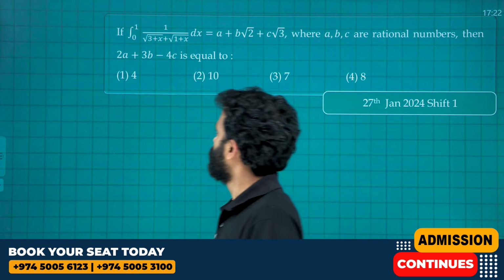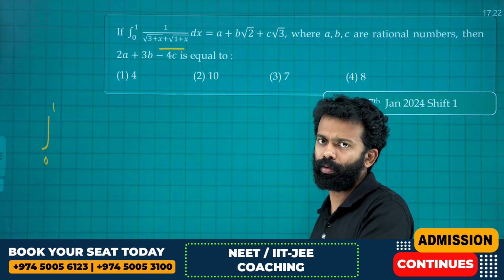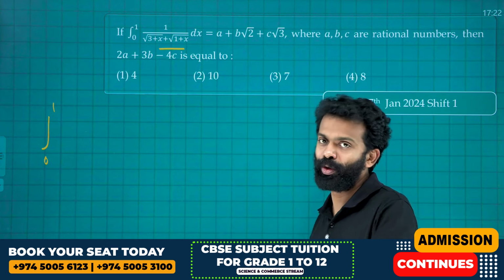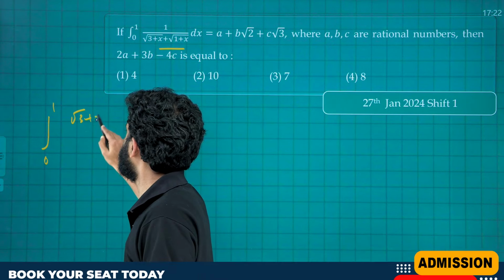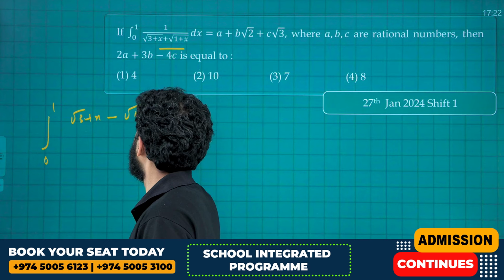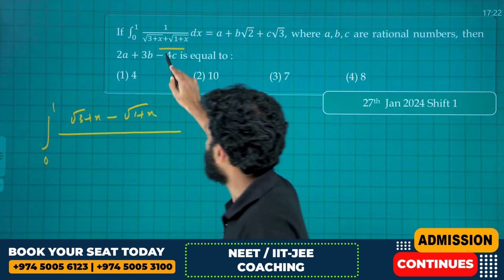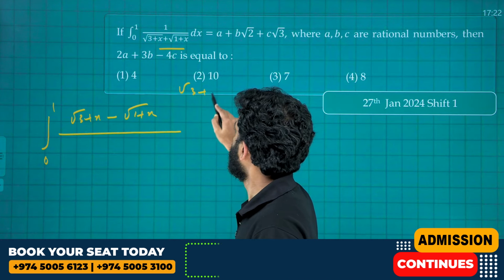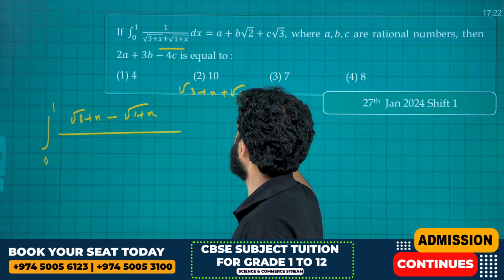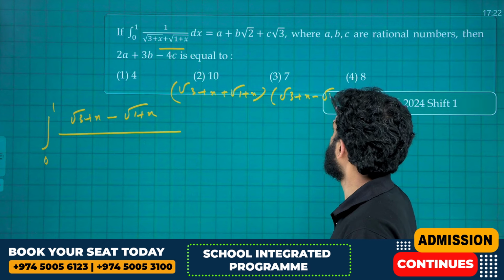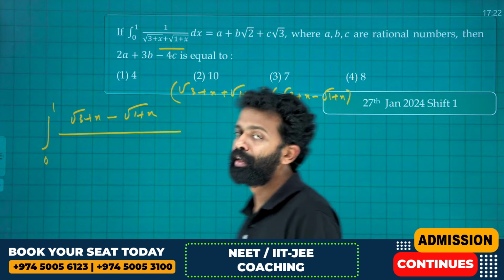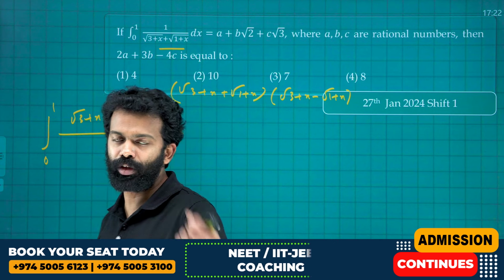Okay, so it will be 0 to 1. What is the conjugate of this one? Root 3 plus x minus root 1 plus x. Therefore, in the numerator it will be root 3 plus x minus root 1 plus x, and here it will be root 3 plus x plus root 1 plus x into root 3 plus x minus root 1 plus x. And what will be that? A plus b into a minus b, that is a square minus b square.